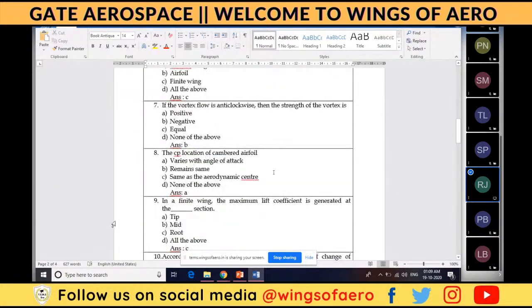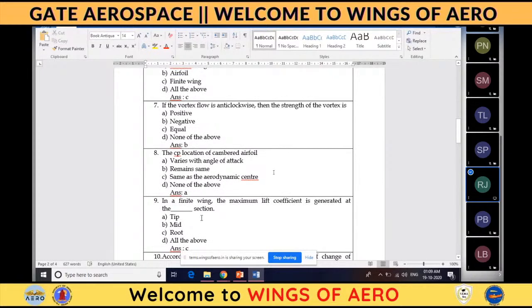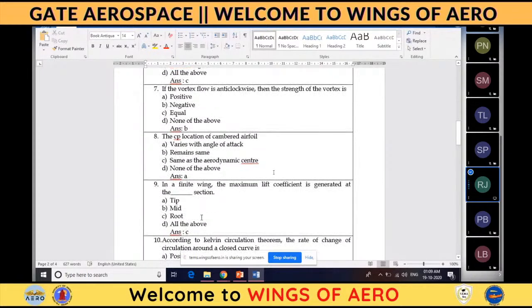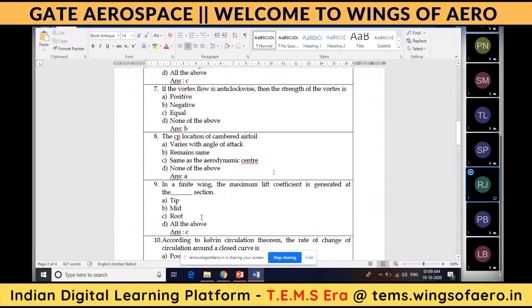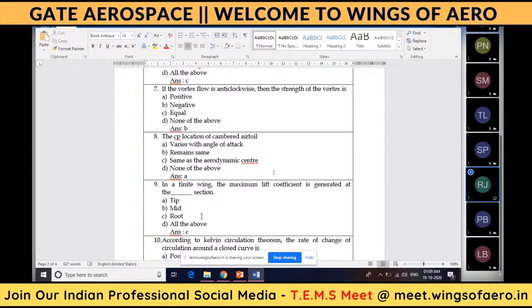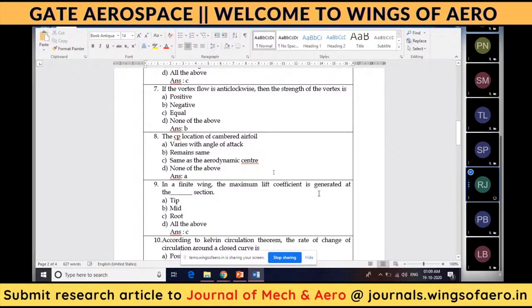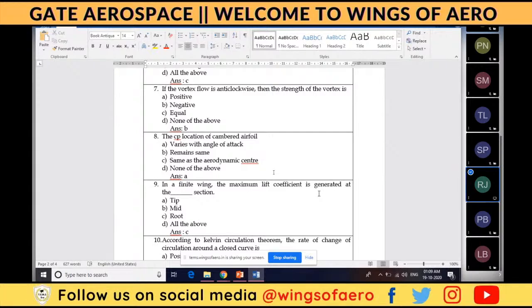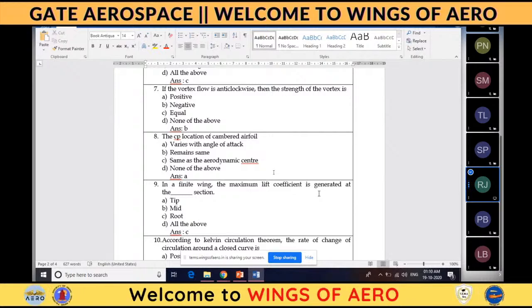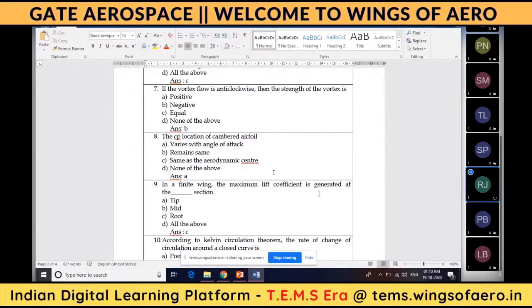The next one, in a finite wing, the maximum lift coefficient is generated at which section? One is tip, mid, root, all the above. So in a finite wing, we know the maximum lift coefficient will be generated at the root section only. It won't be created at the tip section. Therefore, the answer is C, root section.